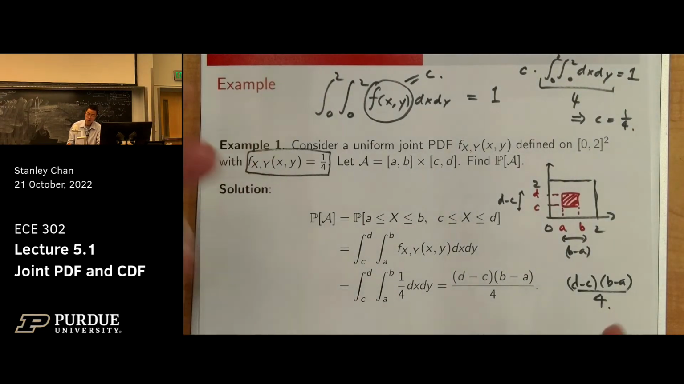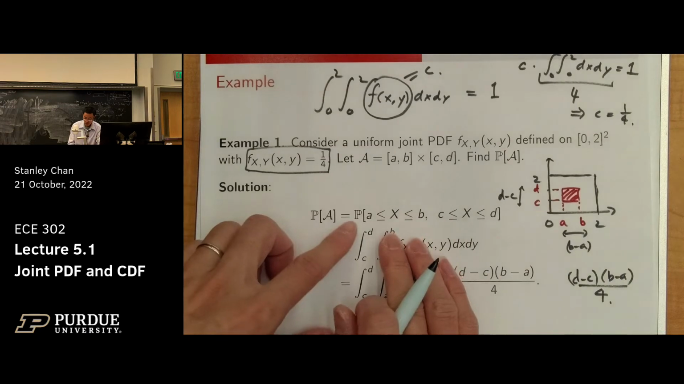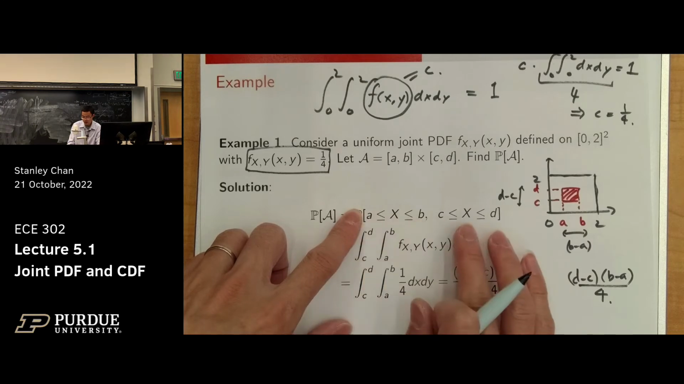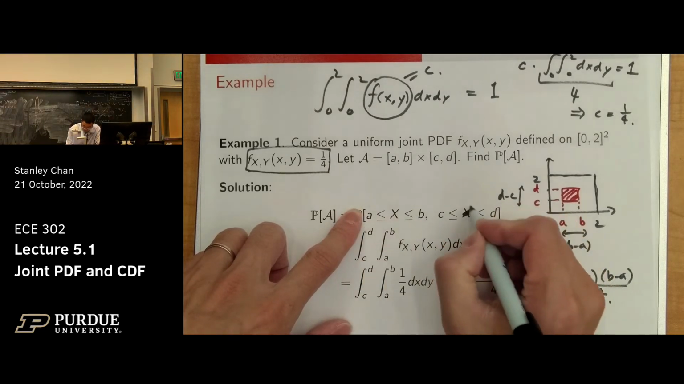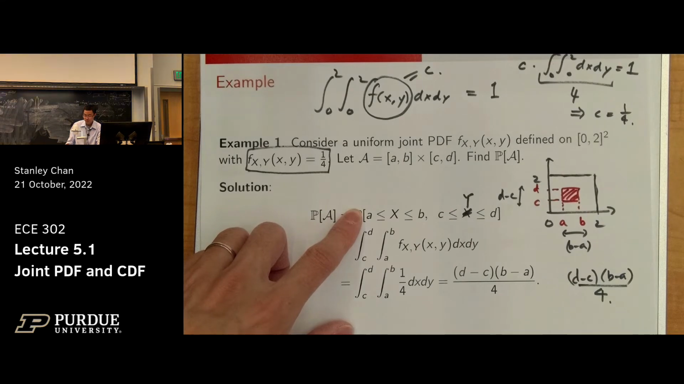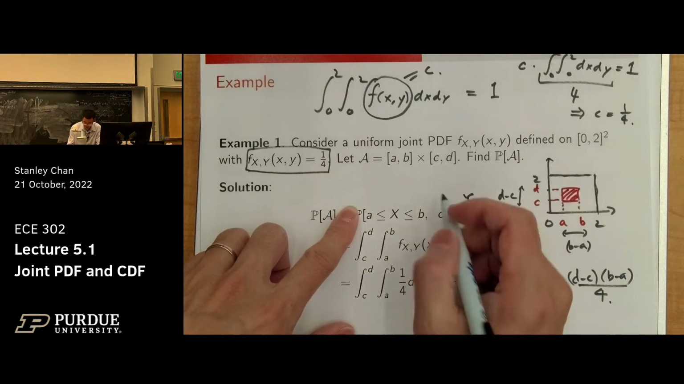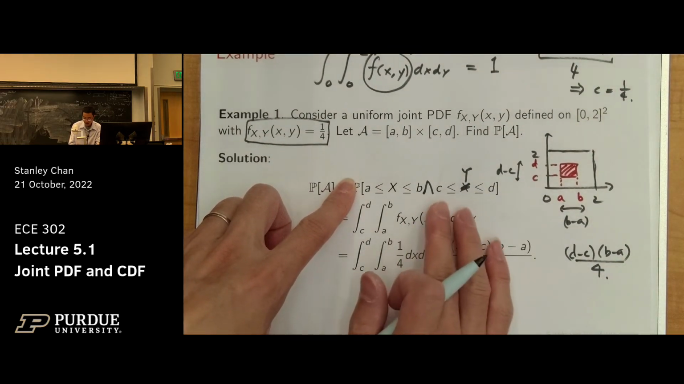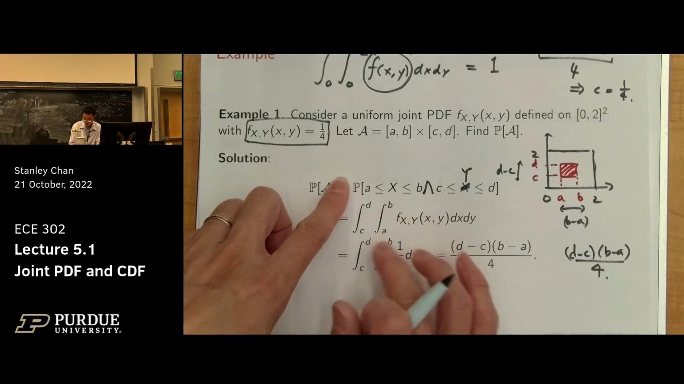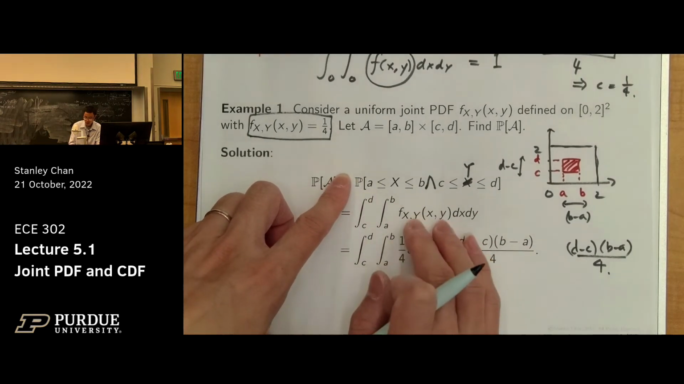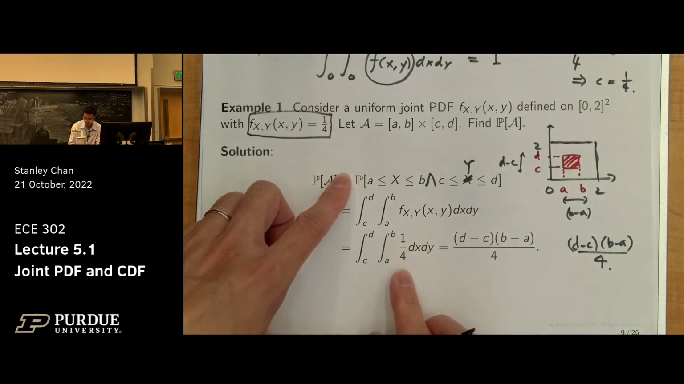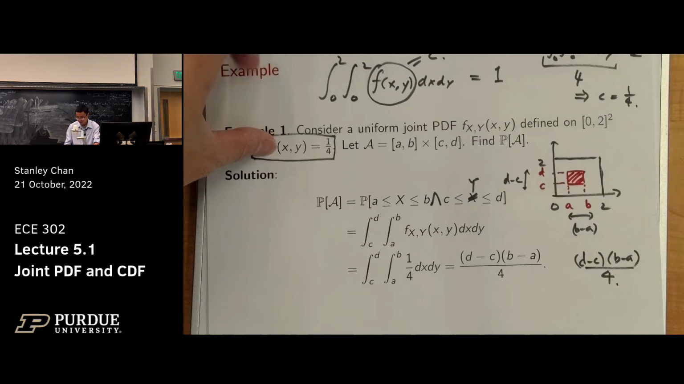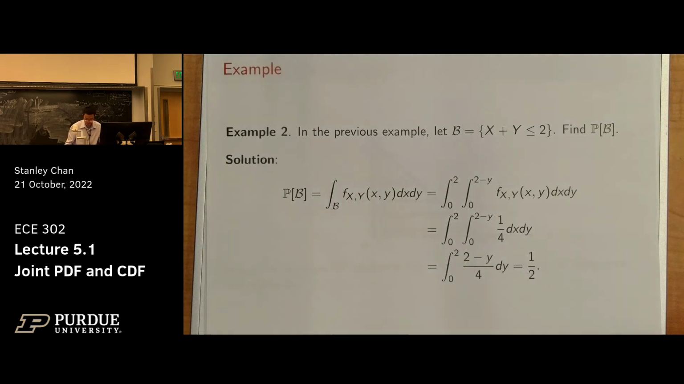Now, if we want to do it more carefully, we want to write down the equation, that will just be the probability of event A, which is the probability of x between A and B and y between C and D. And this is an AND event, right? This is an AND event. And so you can write down this probability as the double integral from A to B for x and C to D for y. And you put in the definition of your joint distribution, which is 1/4, like a constant. Then do this integration, you will get this number. So that's an easier integration.